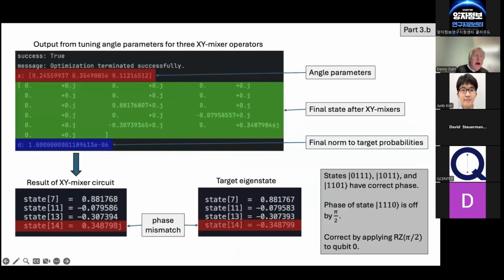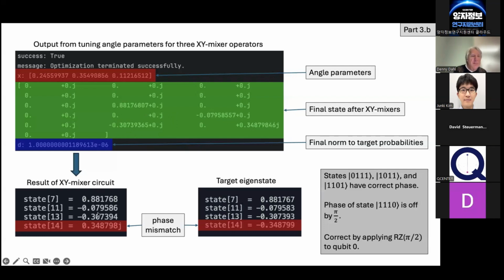And then here's the output from running this program. The first few lines of output come directly from the SciPy minimize routine, and then it reports these angle parameters to me right here. And then in green, this is the final probability amplitude, not the probabilities, but the probability amplitude of the final state. And you can see that there is exactly 4 of these states that have non-zero probability in them.